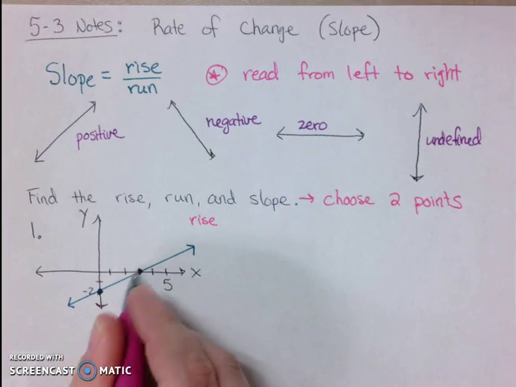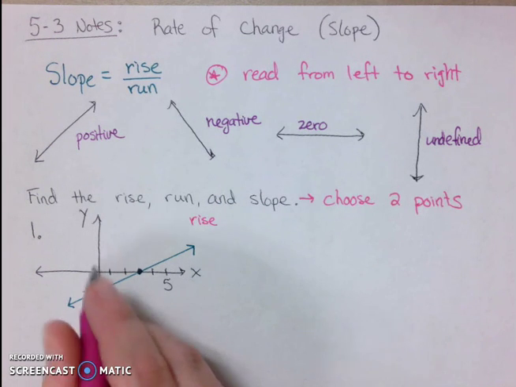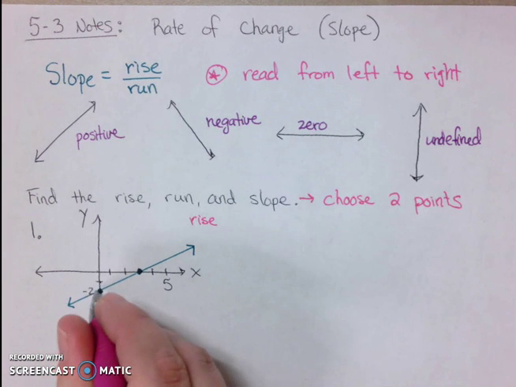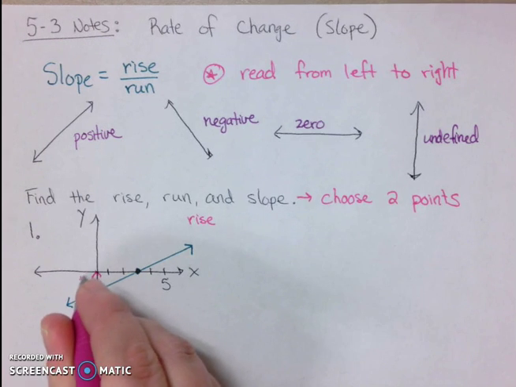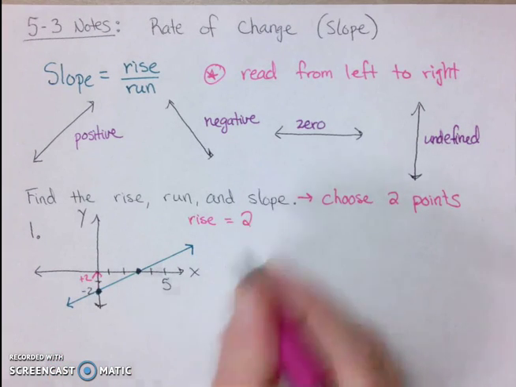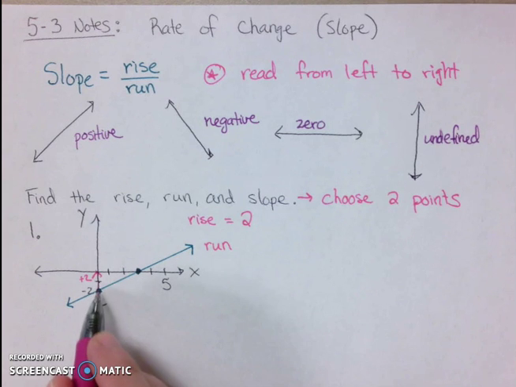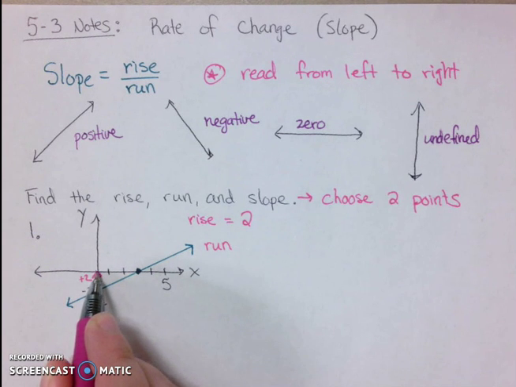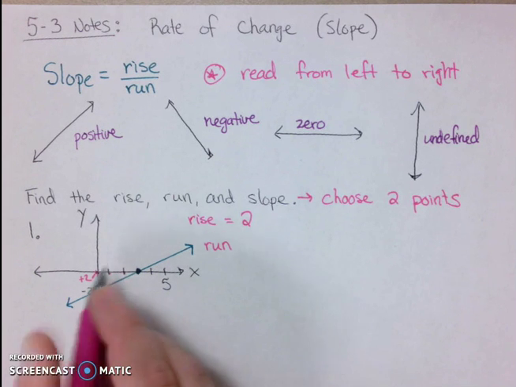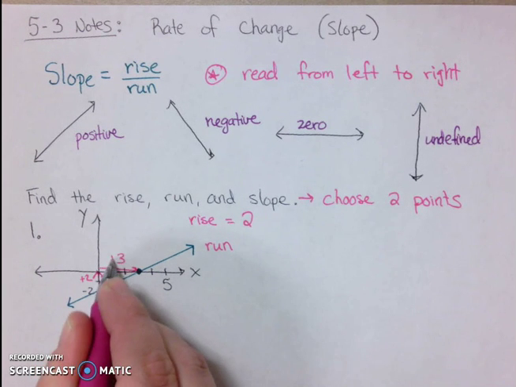So from this point to this point, left to right, the rise is how far up and down. I have to go up 1, 2. So here I go up 2. So my rise is 2. The run is how far over do you go. So after I move up 2, how far over? So I see how many times I have to move my pen. 1, 2, 3. So I had to go over 3.